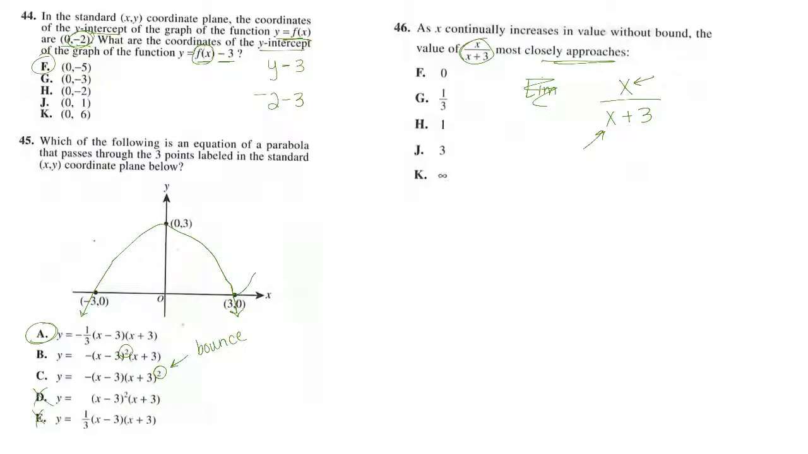So both of these are growing in the same direction. They're both growing without bound. So that little plus 3 becomes very insignificant as x gets bigger and bigger and bigger. So this is really going to become 1.